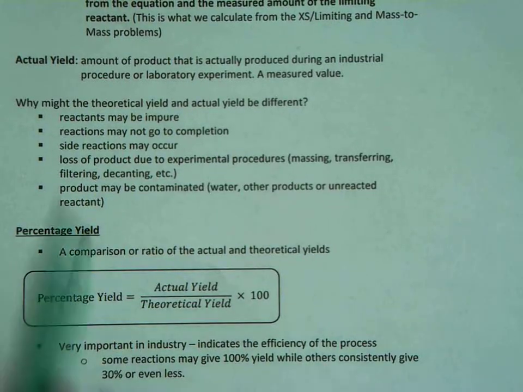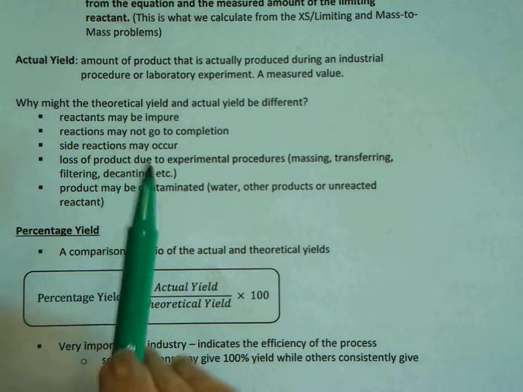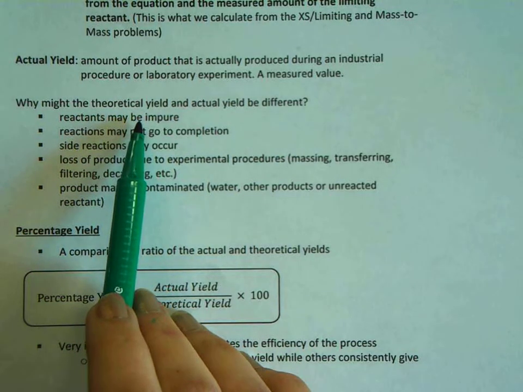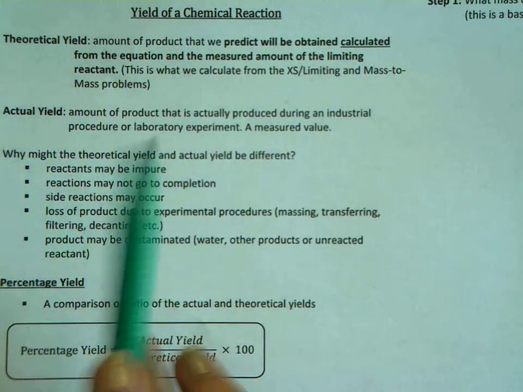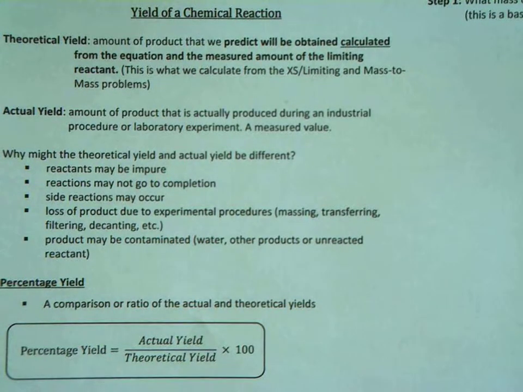Why might the theoretical yield be different from the actual yield? Sometimes the reactants are not pure. That means what we thought was sodium chloride might have had a few fluoride ions in it, maybe a few bromine atoms in it. Maybe the sodium chloride got mixed with sand, and so it's got silicon dioxide. If the reactants aren't pure, then in our mass-to-mass calculation, we had some reactant that's not actually reactant.